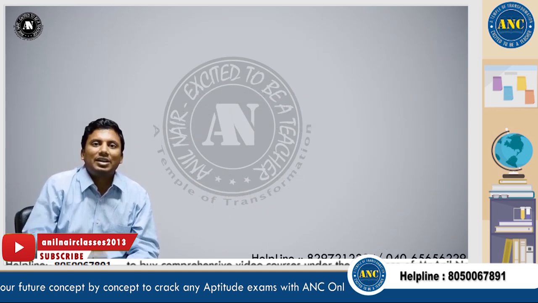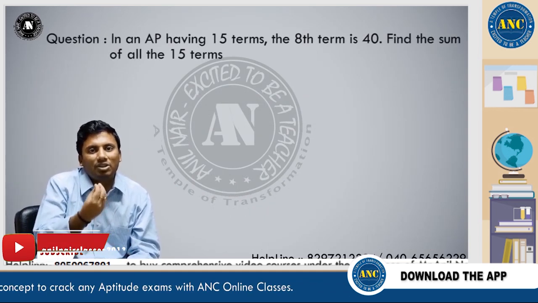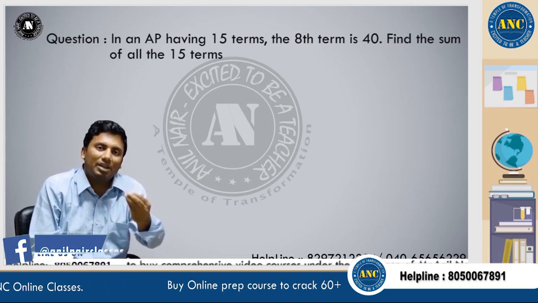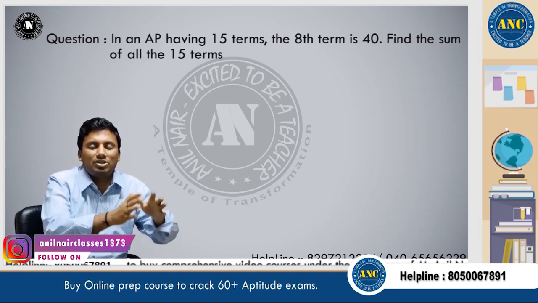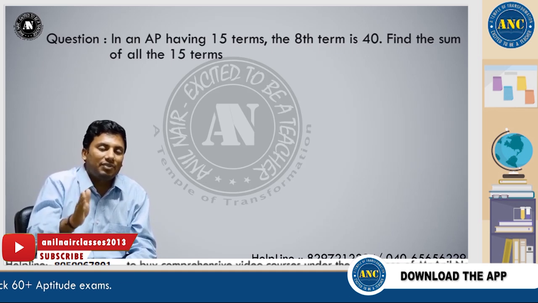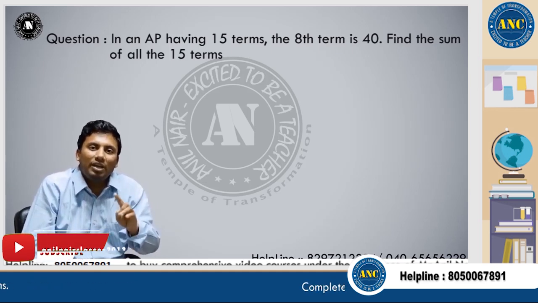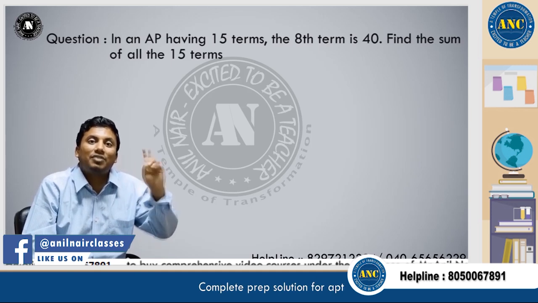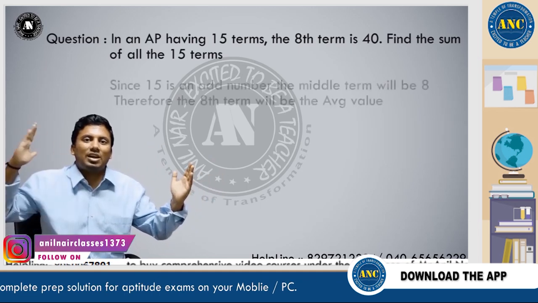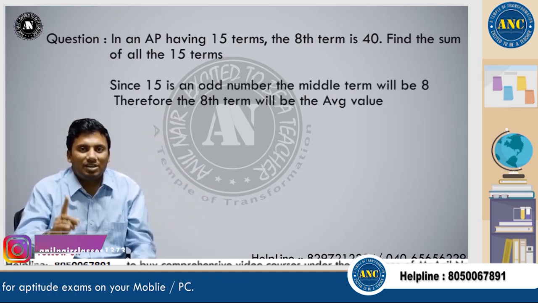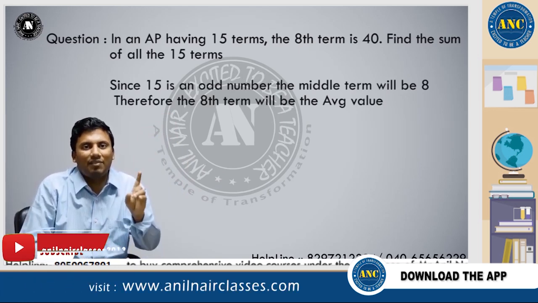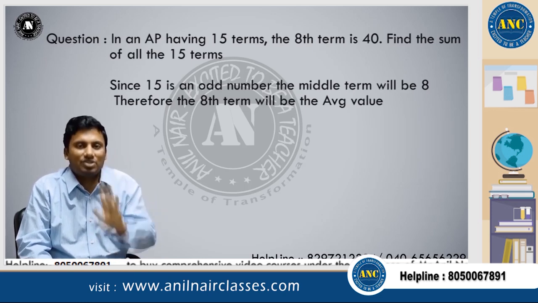Another question: T8, the 8th term in an arithmetic progression, is 40. We need to find out the total sum of 15 terms. One method is to use Tn and Sn, another logical method uses T8 and S15. Ask yourself this question: why is he asking us to find the sum of 15 terms? 15 terms, 7 terms to the left, 7 terms to the right. What is the middle term? T8. Middle term can also be the average if the number of terms is odd. So average is nothing but T8.